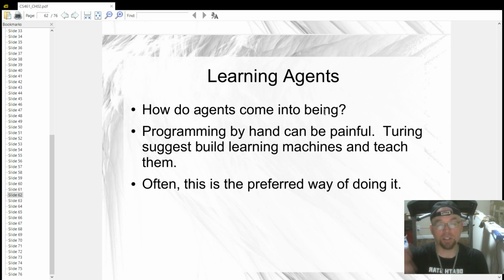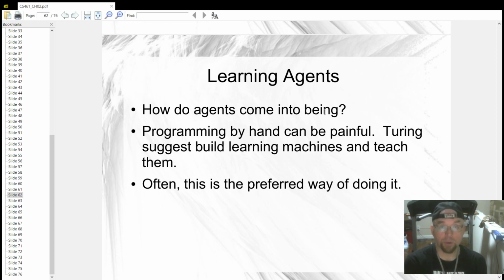Think about if it's a table-based agent. Think about how huge that table must be. If it's a reflex agent, even if it's a simple reflex agent, think about how you have to program all the if-else rules or all the if-then rules. If it's a model-based agent, you have to program in its knowledge of the physics of the environment in which it finds itself, and so on.